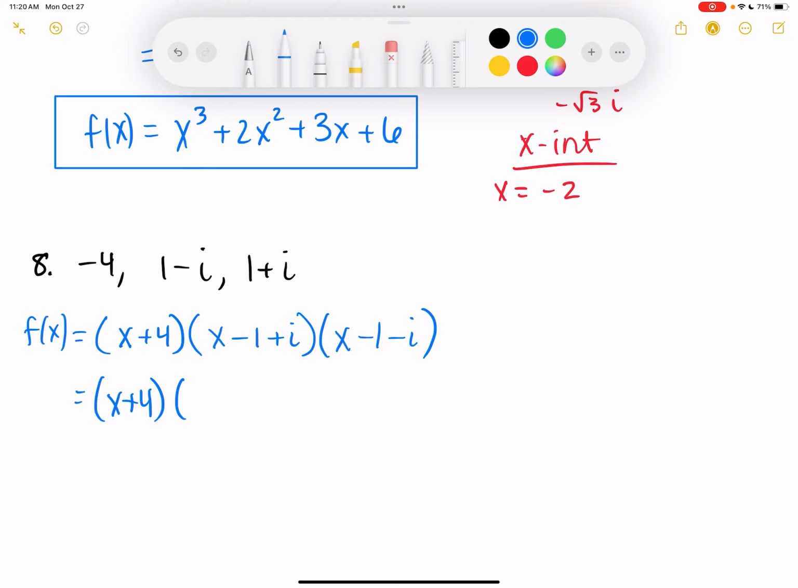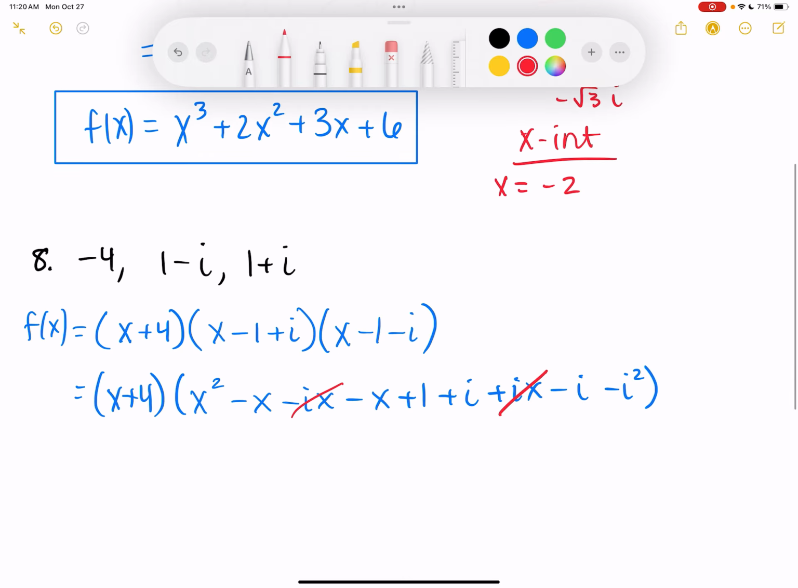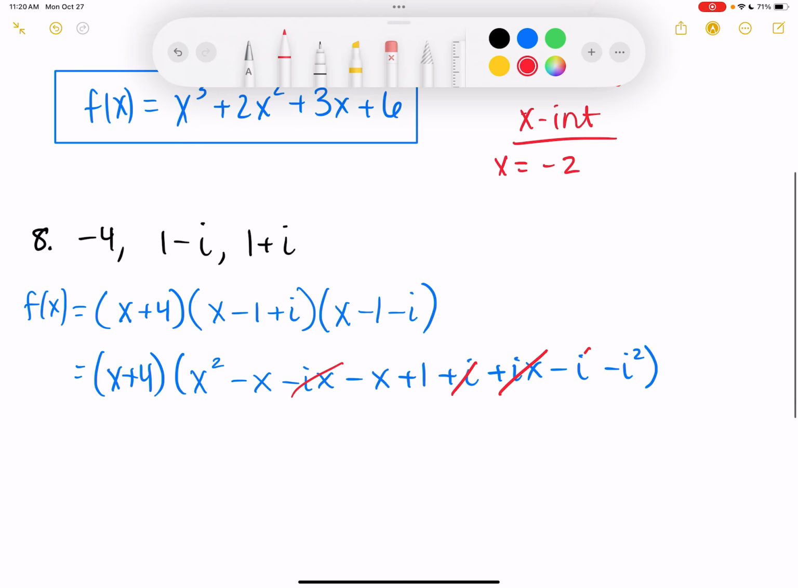And then I've got x squared minus x minus ix. And then I've got minus x plus 1 plus i. And then plus ix minus i squared. So before I do anything else, I would see if there's stuff that I can cancel out because most of the time there is. So I've got negative ix and positive ix. That goes away. I have a positive i and a negative i. That goes away. And then the negative i squared is going to become positive 1.